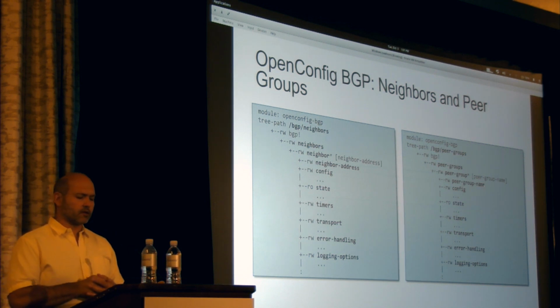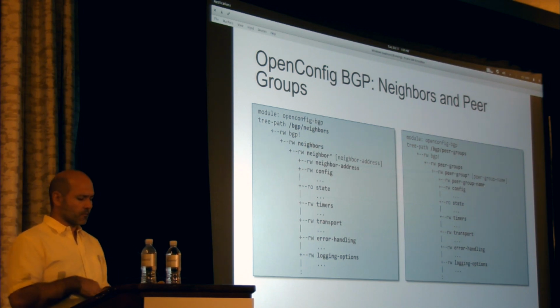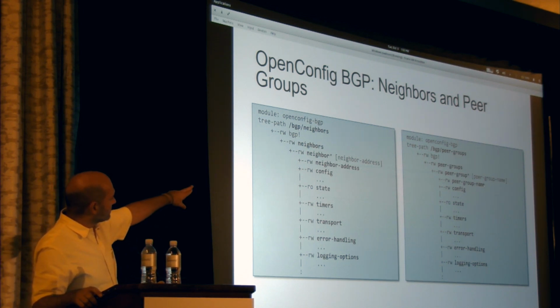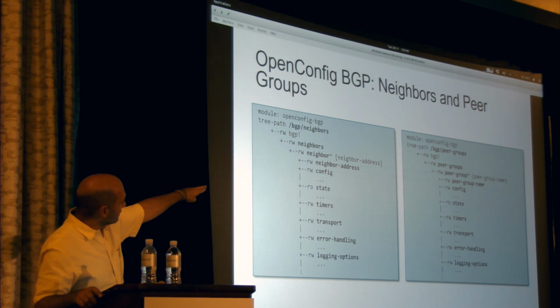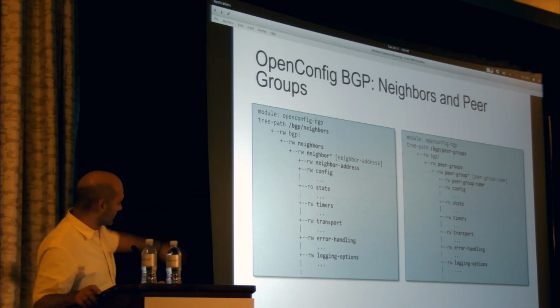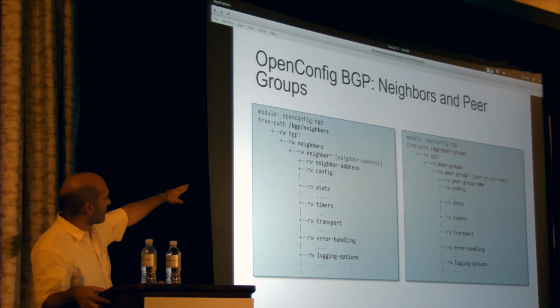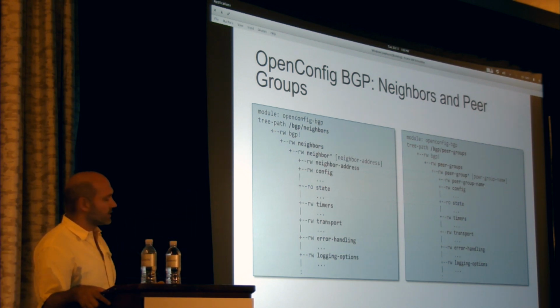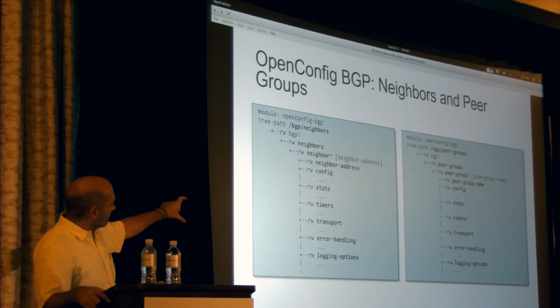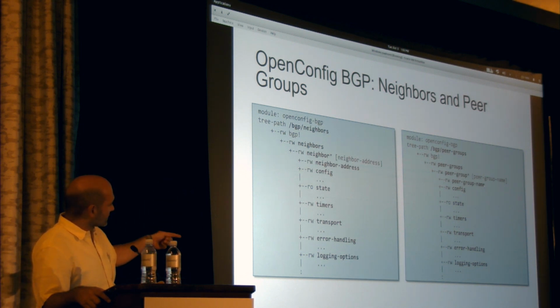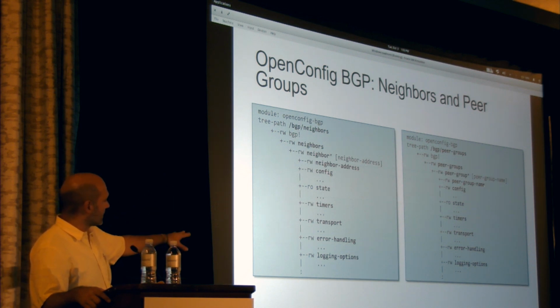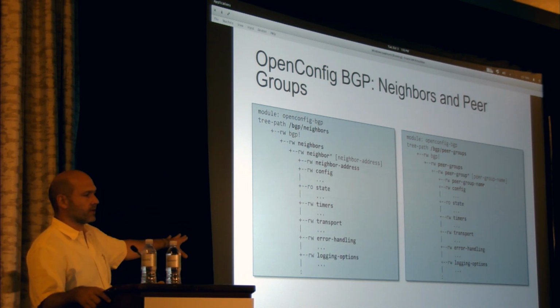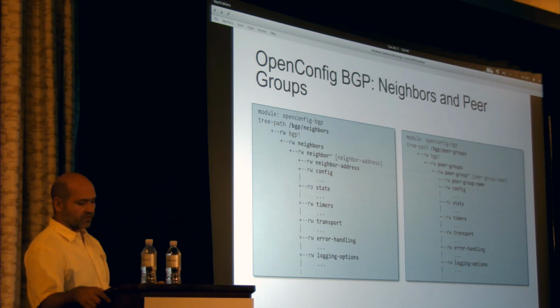If we zoom in a little bit into the neighbors, you see a list of neighbors. Unfortunately, I don't have a laser pointer, but the neighbor star basically indicates that you have a list of neighbors, and the key is going to be the neighbor address in the square brackets. At a very high level, there's config, state, timers, transport, error handling, and logging options. I think there are actually a few more pieces of data under each neighbor, but I couldn't fit them on the screen.